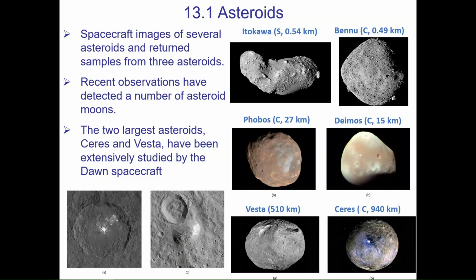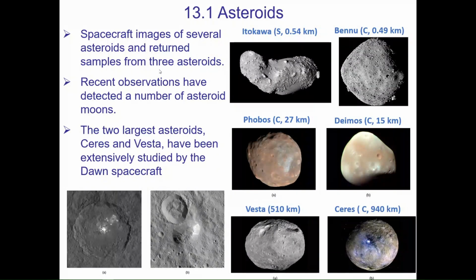Next, let's talk about missions to asteroids, and let's take a look at some examples of asteroids, see how big they are and what their surface features look like. So far, spacecraft have been able to image several asteroids close by, and we have been able to return samples from 3 of those asteroids.